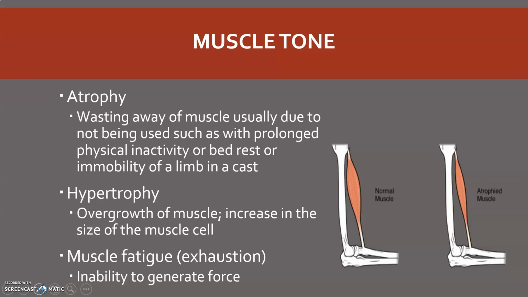Hypertrophy describes the overgrowth of muscle. It is an increase in the size of a muscle cell. Hypertrophy can result from regular exercise, such as strength training.